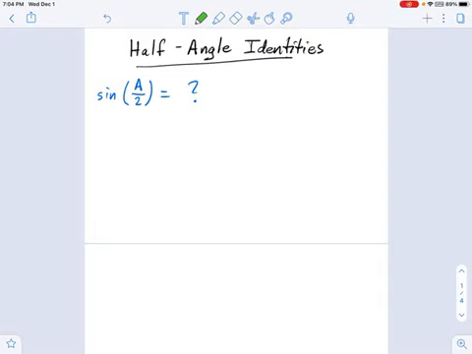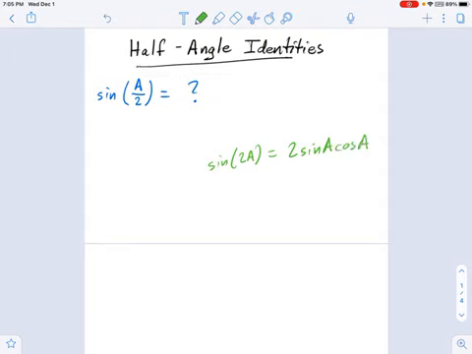Our next set of trigonometric identities is called the half angle identities. And they're similar in idea to the double angle identities. With the double angle identities, I'm just going to scribble some notes here, we would say things like sine of 2a. What's that equal to in terms of just sine of a? And we got something like this, 2 sine a cosine a.